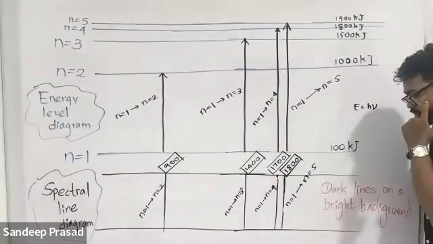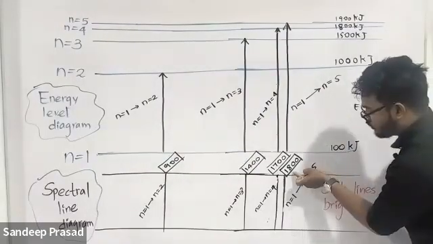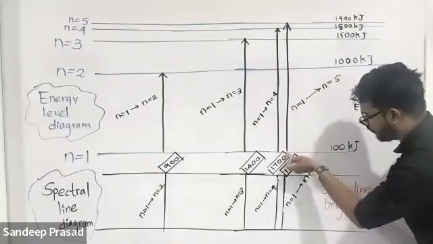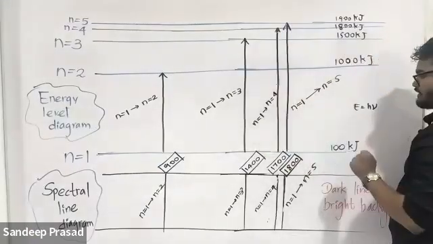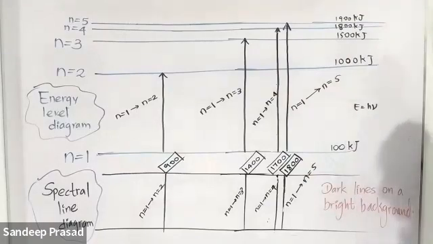So try to understand, students. This is the corresponding energy. This 1800 is the corresponding energy that is required to move to the fifth principal energy level. We can calculate that one using E = hν, right?